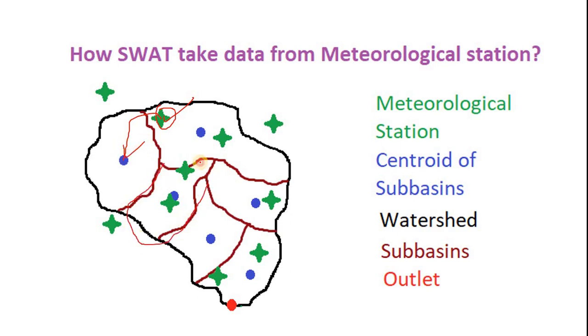If you consider this subbasin, then this meteorological station's data will be assigned to this subbasin because it is the nearest meteorological station from the centroid.